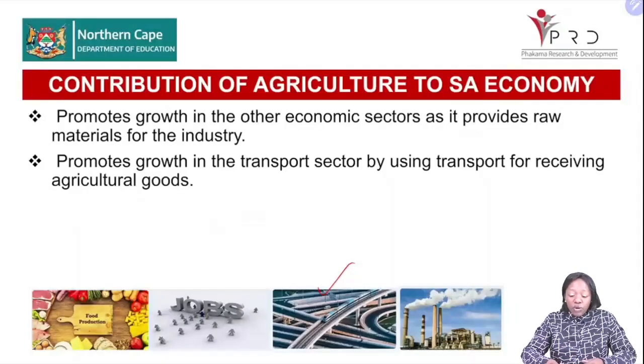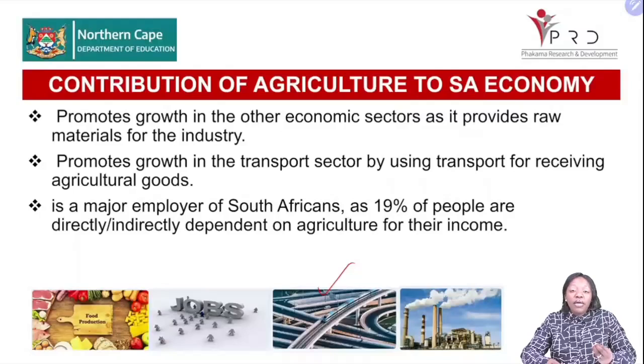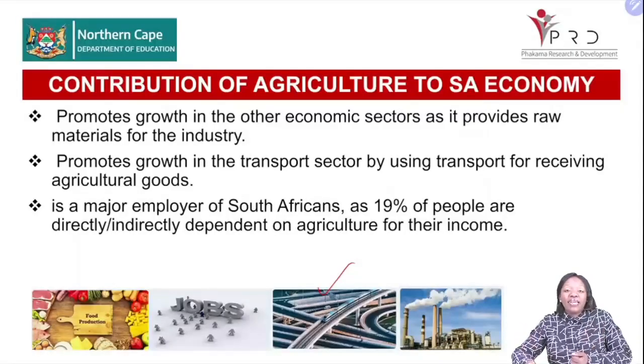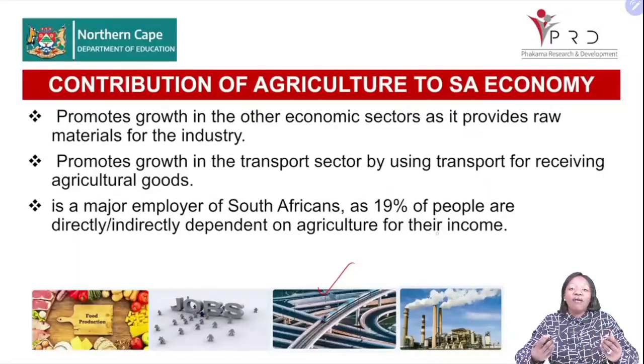Then we're also looking at it is a major employer of South Africans, and it is 19% of people who are directly or indirectly dependent on the agriculture for their income. Remember, there are those ones who are farming for business, and there are those ones who are farming for their families. So therefore, as you are farming for your family, it means now you spend less money in buying food. You are creating or you are planting your own food. So therefore, it's also part of the income.